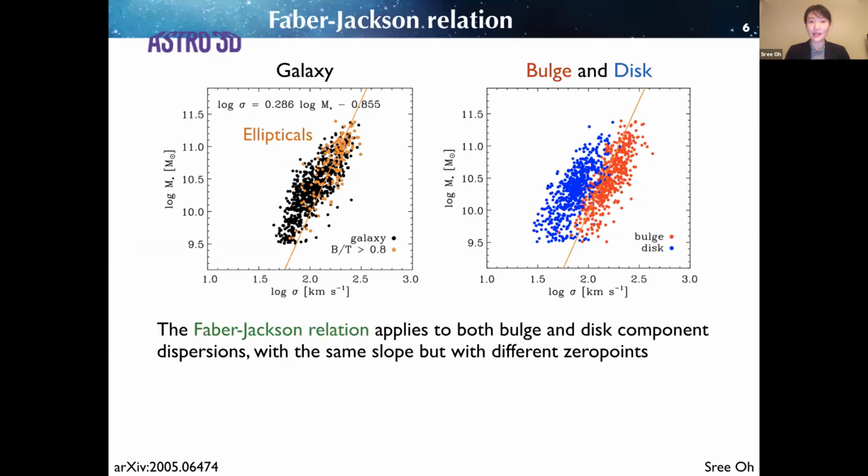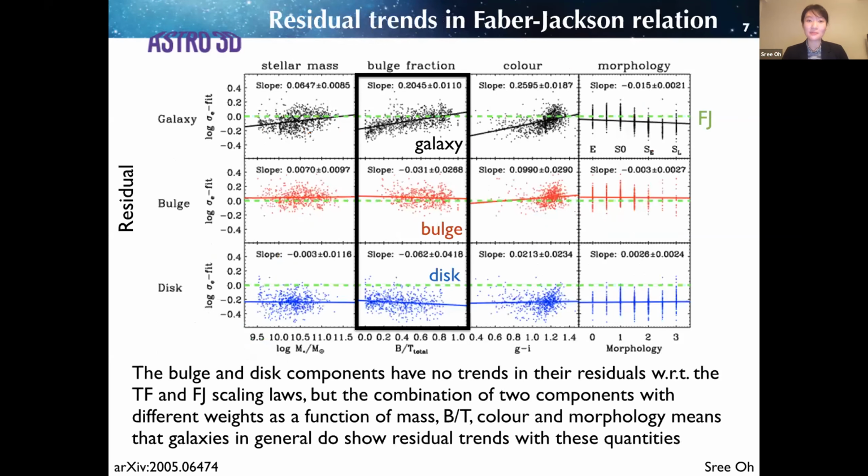I did the same analysis for the Faber-Jackson relation. The right panel shows that the Faber-Jackson relation applies to both bulge and disk components with the same slope, but with different zero points. Therefore, stellar mass also scales the velocity dispersion of the two components for all morphological types. I also investigated the residual trends in the Tully-Fisher and Faber-Jackson relations.